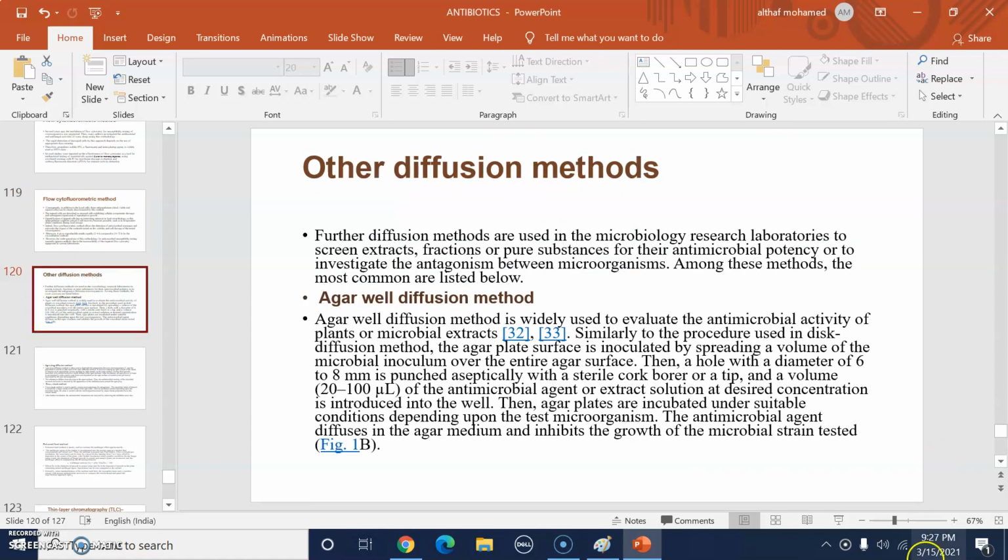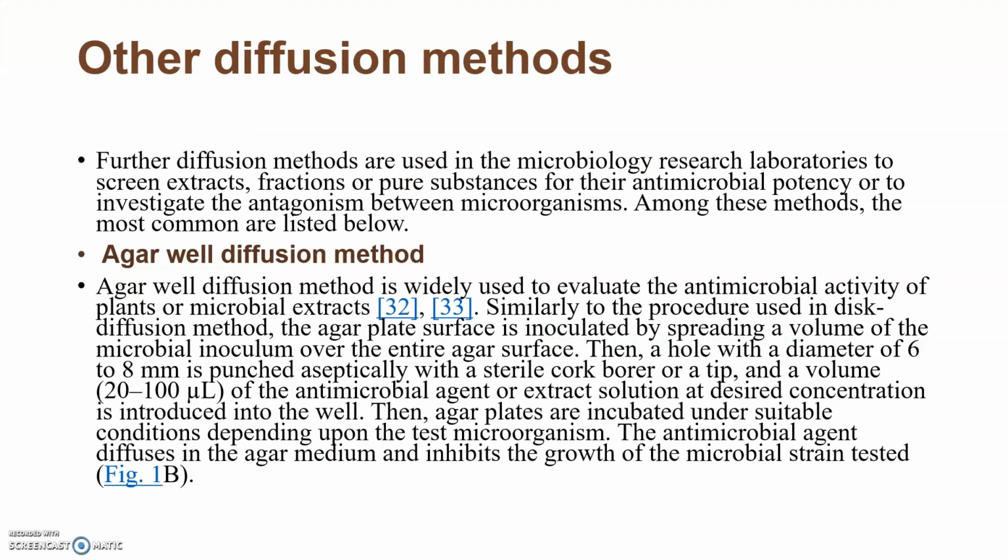Okay. Then next, we are going to discuss other diffusion methods which are used to check the potency of antimicrobial agents. Further diffusion methods are used in microbiology research laboratories to screen extracts and fractions of pure substances for their antimicrobial potency, or to investigate the antagonism between those and microorganisms. Among these methods, the common methods are listed below. So some of them will be described.